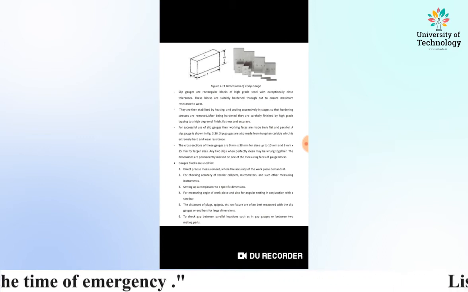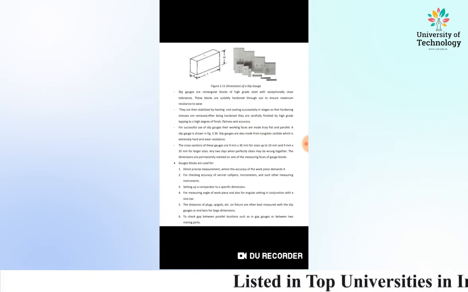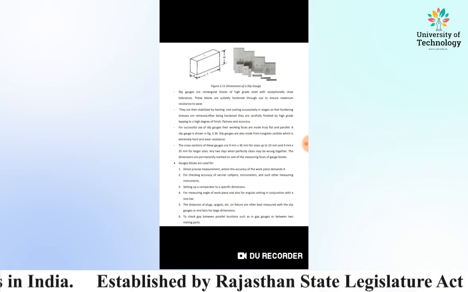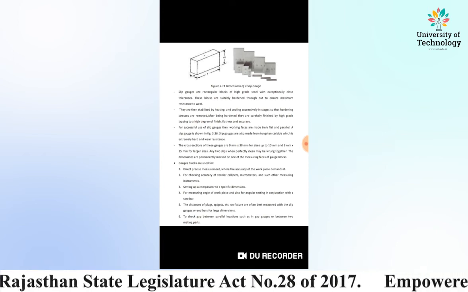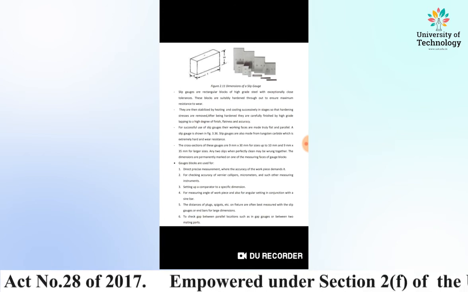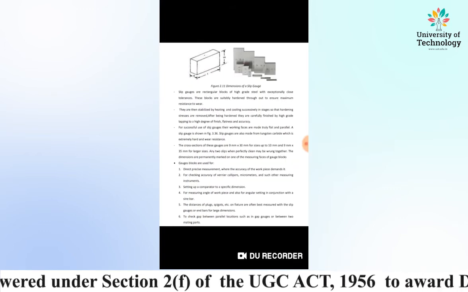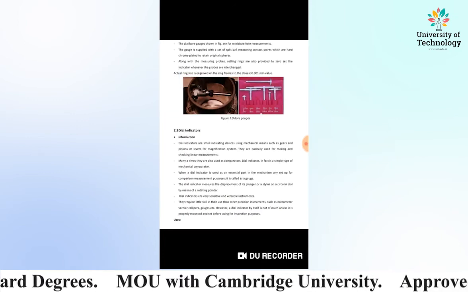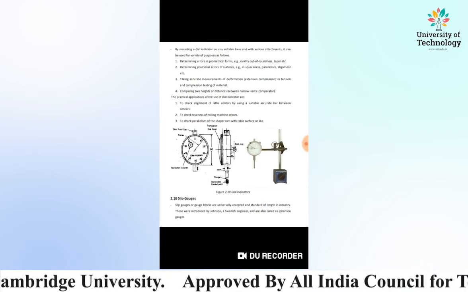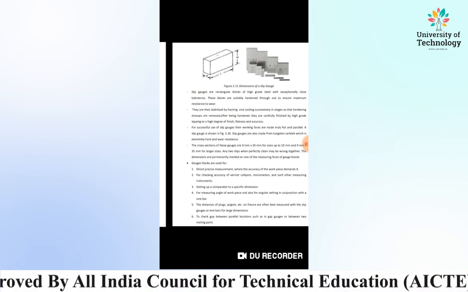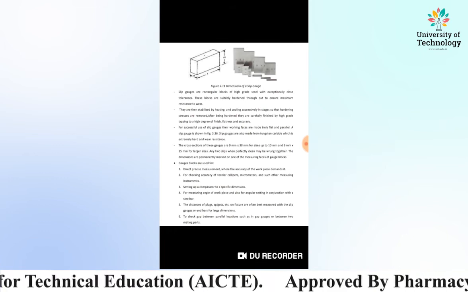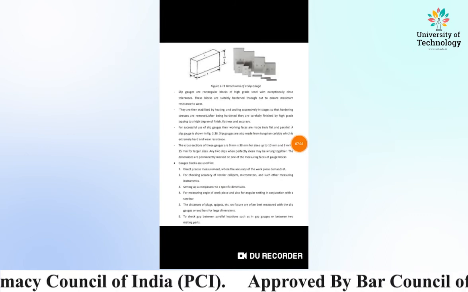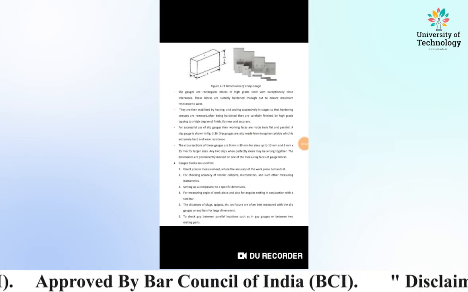The distances of plugs, spigots, etc. on fixtures are often best measured with slip gauges or end bars for the large dimensions, and it is also used for measuring the gap between parallel locations such as in gap gauges or between two material parts. And the different sizes are shown in the figure.